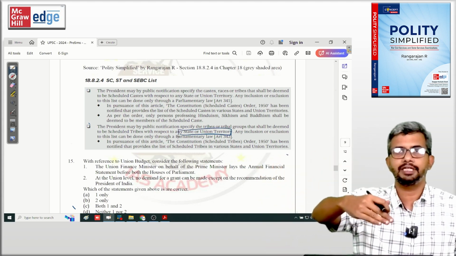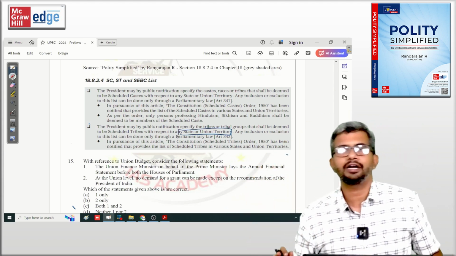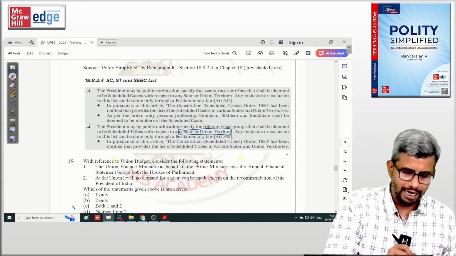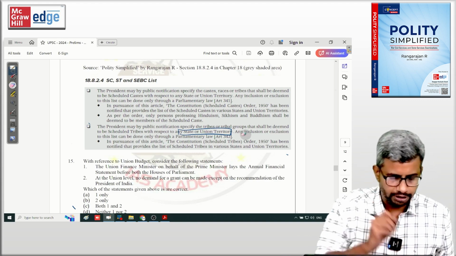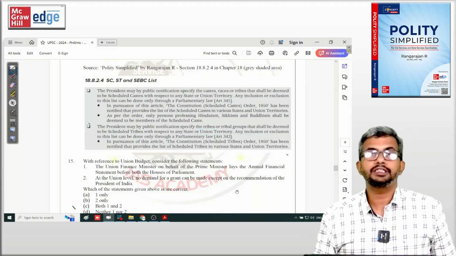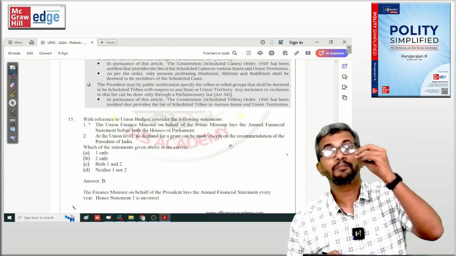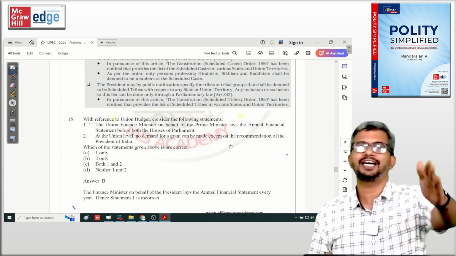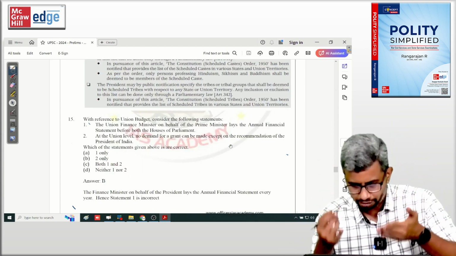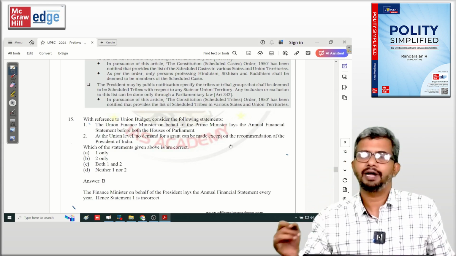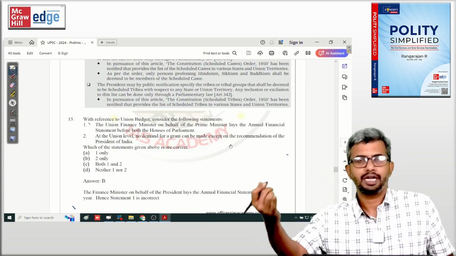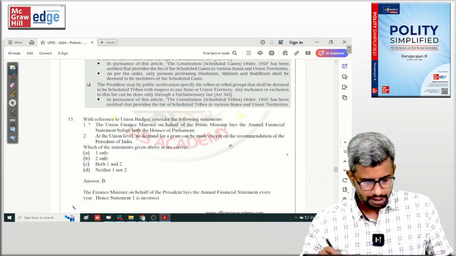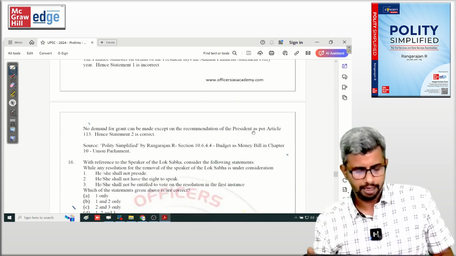One state it may be there, in another state it may not be part of scheduled tribe or scheduled caste. So that is the answer for this question. With reference to the union budget, union finance minister on behalf of the president causes the annual financial statement to be laid. So first statement is incorrect, and no demand for grant can be made without the recommendation of the president.